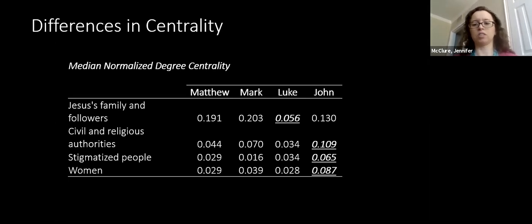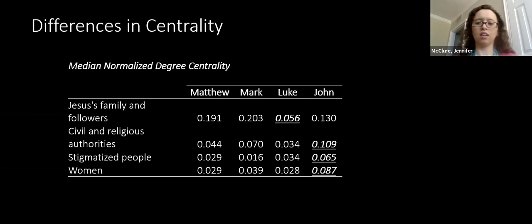Now, John's network, which we've already seen is different, is fairly different in how it depicts group centrality. And there are 3 groups that are significantly more central in John than in the Synoptic Gospels. They are the civil and religious authorities, stigmatized people, and women. And when we look at the civil and religious authorities, some of this distinctive result in John has to do with John presenting a particular religious authority differently than the Synoptic Gospels.